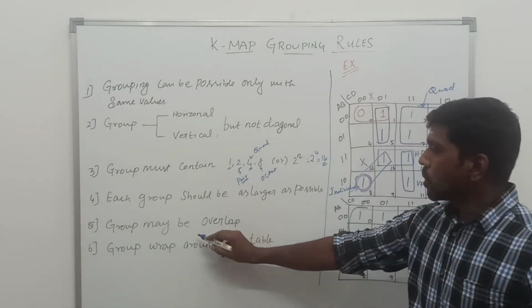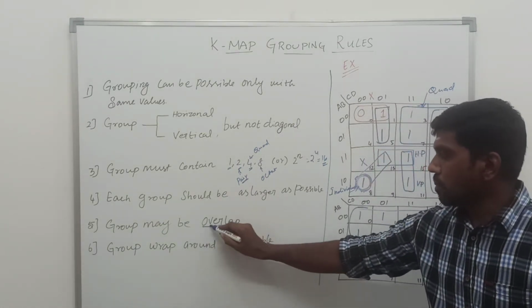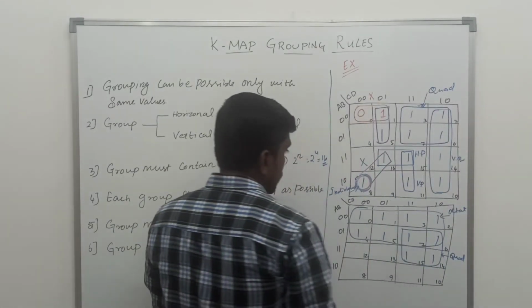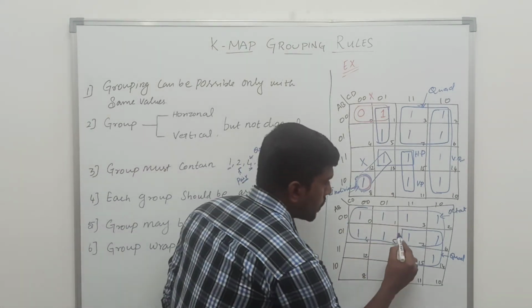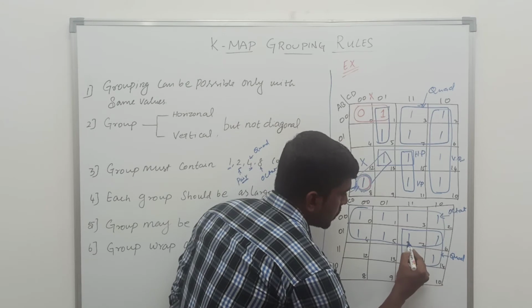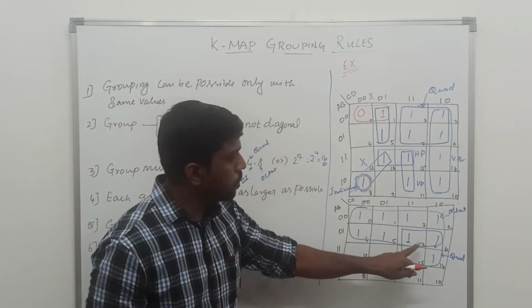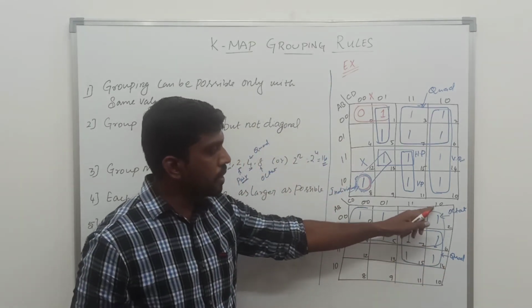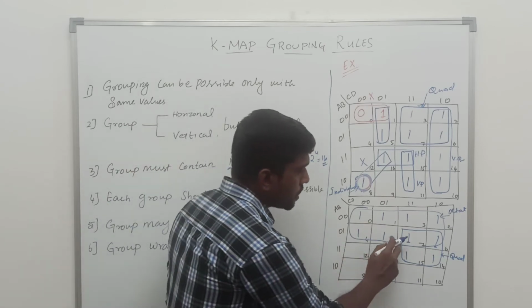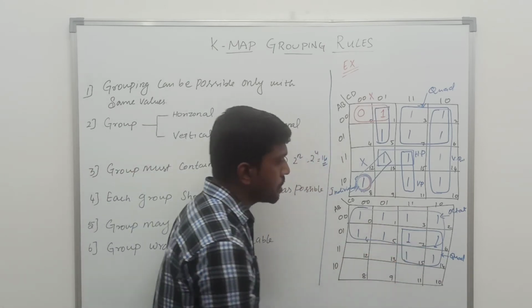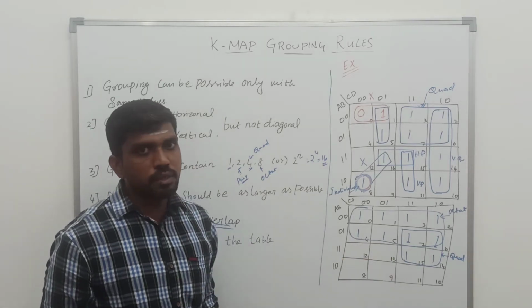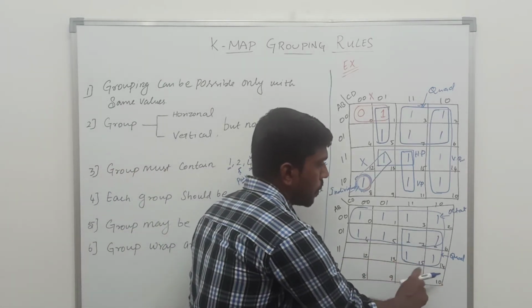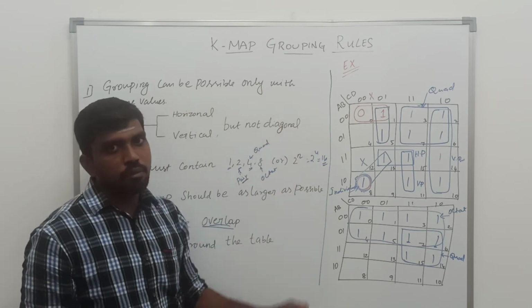So next rule, grouping may overlap. So here first you take it as an octet value, then you take it as a quad. You consider this value also. So these two numbers are already grouped in an octet, but you consider them in a quad because you are minimizing the number of variables, the number of product terms. So overlapping is allowed in a K-map.